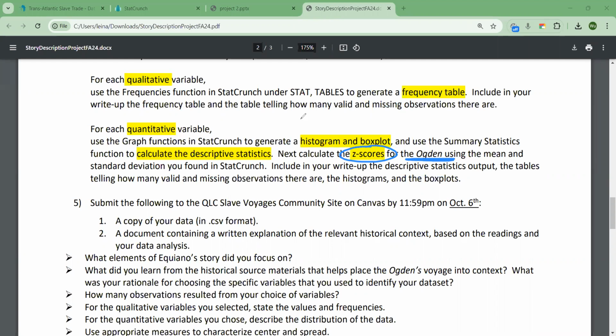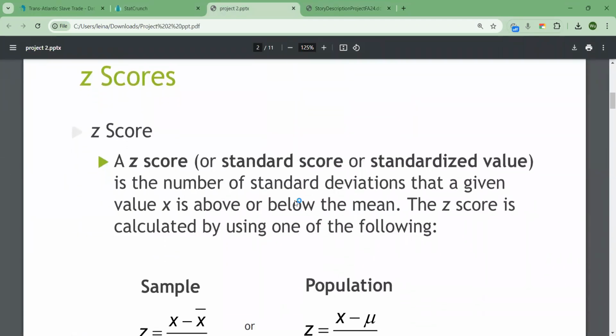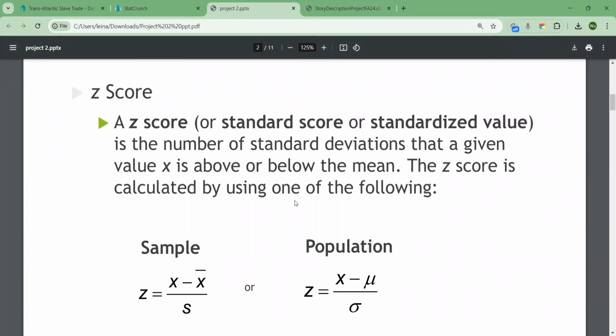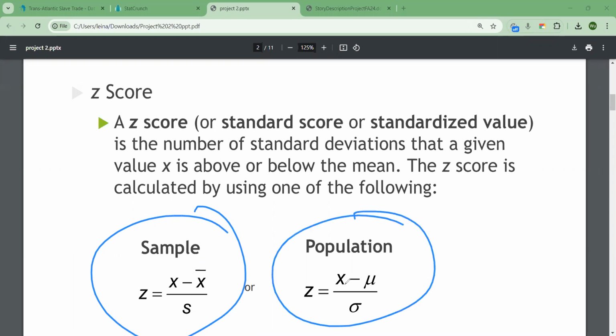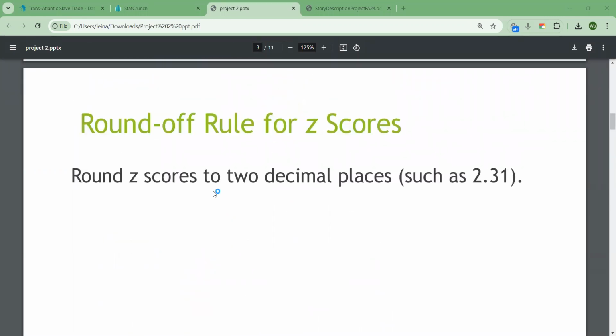So here I'm going to talk about the z-score very quickly. A z-score is a so-called standard score, that's basically trying to find the relative standing of a particular data value. The z-score uses this formula. If it's a sample, you go x minus x bar over the standard deviation of the sample. For a population, you go x minus the population mean divided by sigma. The z-score is always rounded to 2 decimal places.